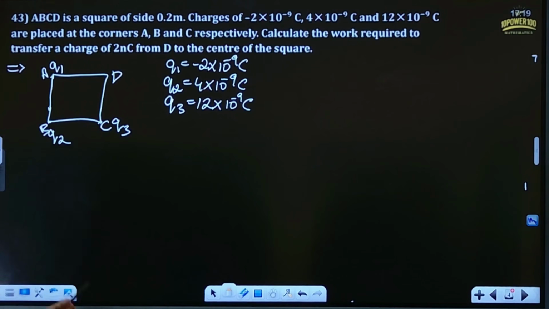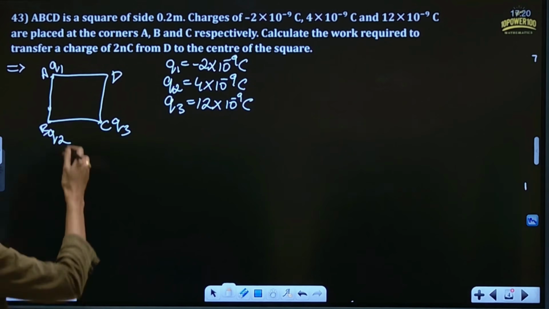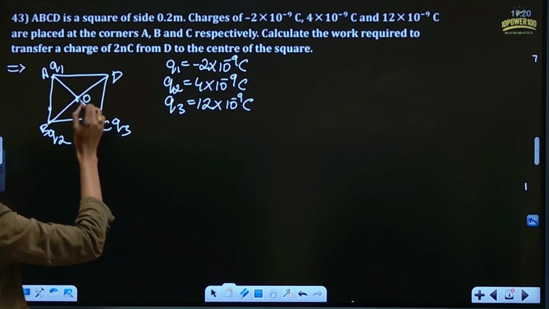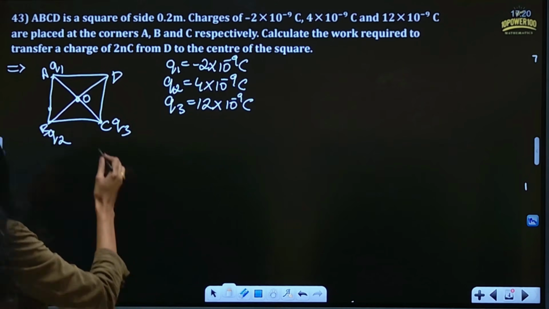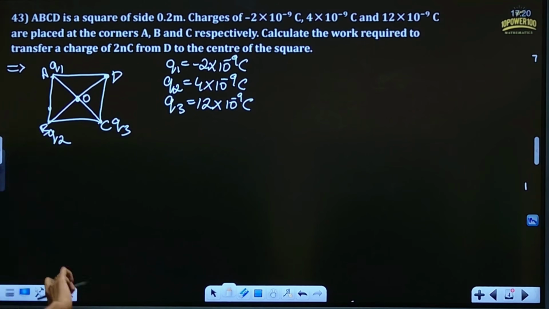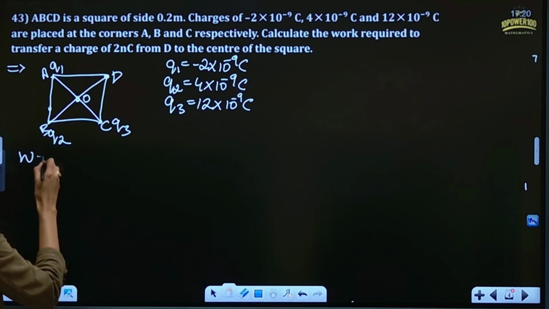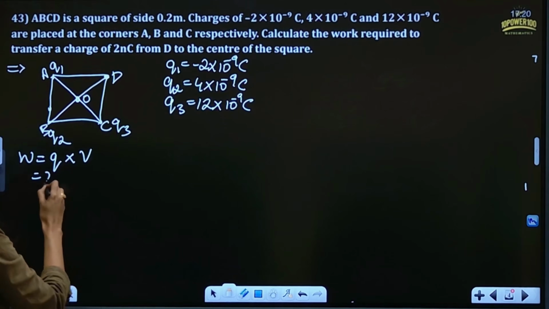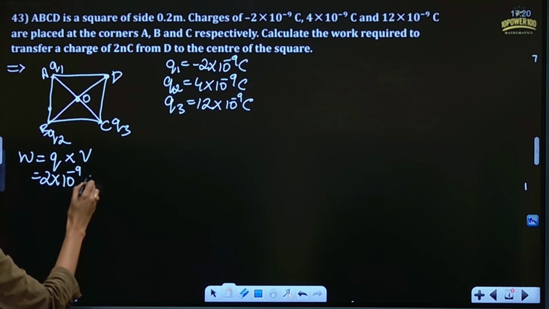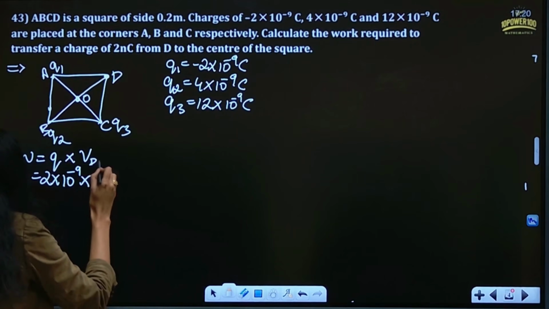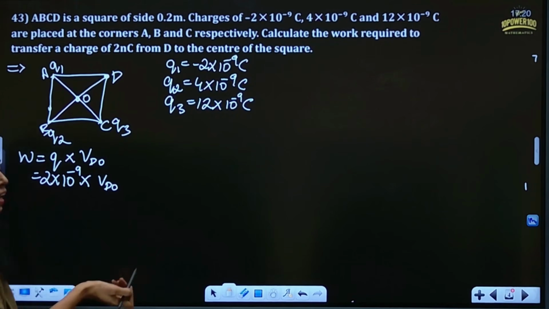Now let me calculate the work required to transfer a charge of 2 nanocoulomb from D to the center of the square. To find the center of the square, I'll take a diagonal. This will be the center of the square, and we'll name it point O. Here we need to find the amount of work done to move a charge from point D to point O. The work done formula is work done equals charge times the potential difference. The charge is 2 nanocoulomb, where nano stands for 10 power minus 9, and the potential difference is between D and O.